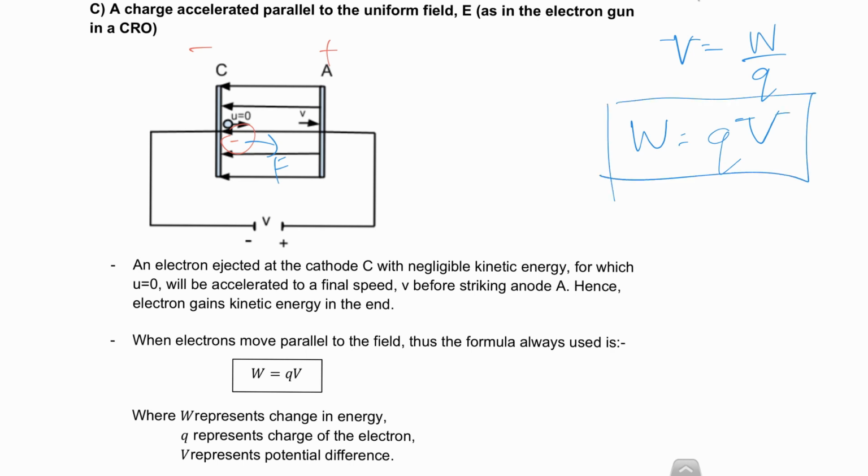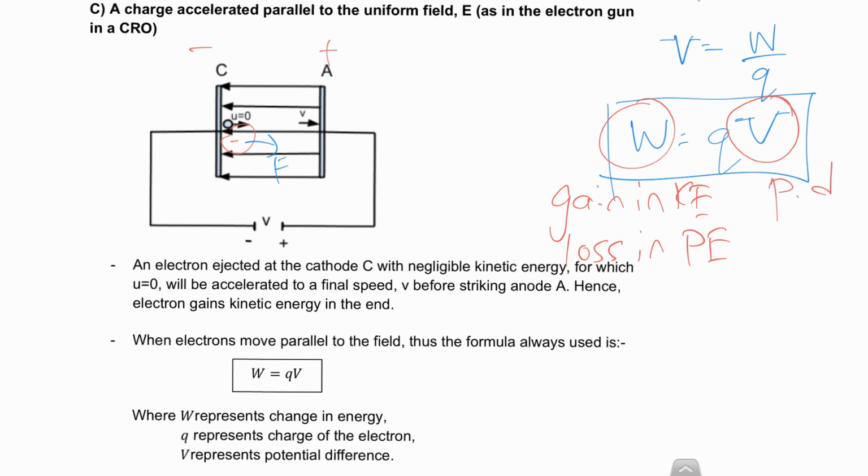So what does W represent? It actually represents the gain in kinetic energy or the loss in potential energy. Alright? And this V represents the PD. Okay? The PD between these two plates. Alright? That's what the V represents.